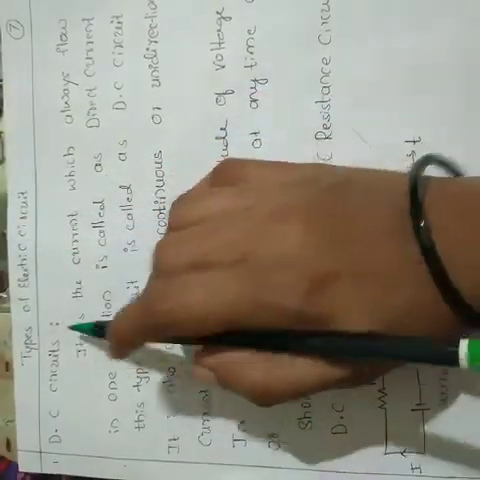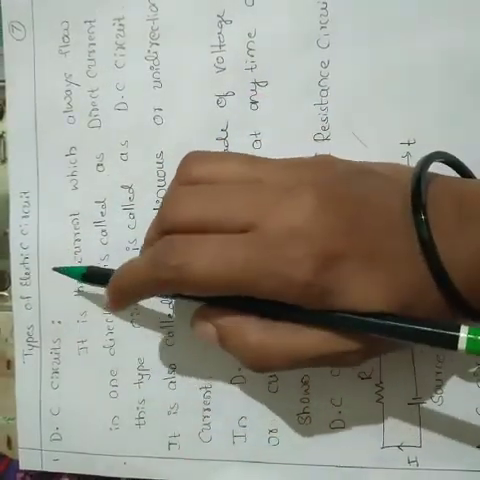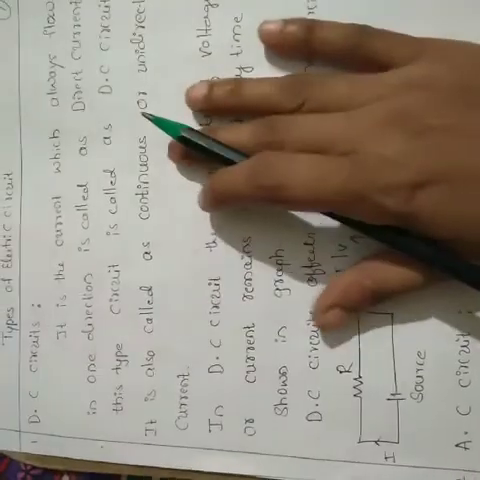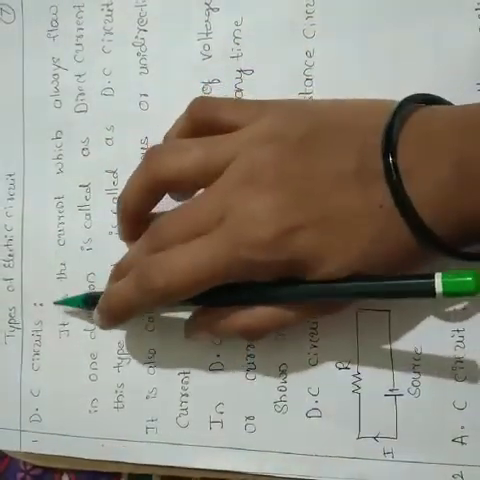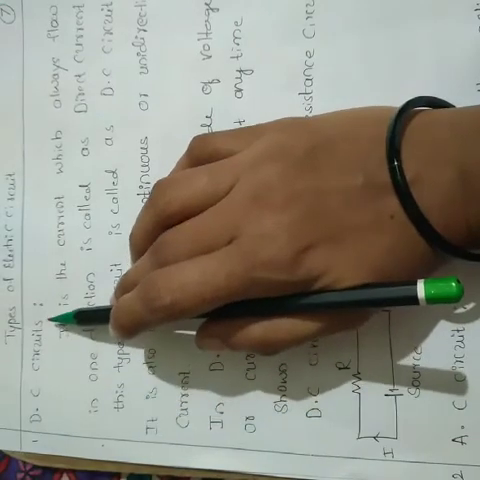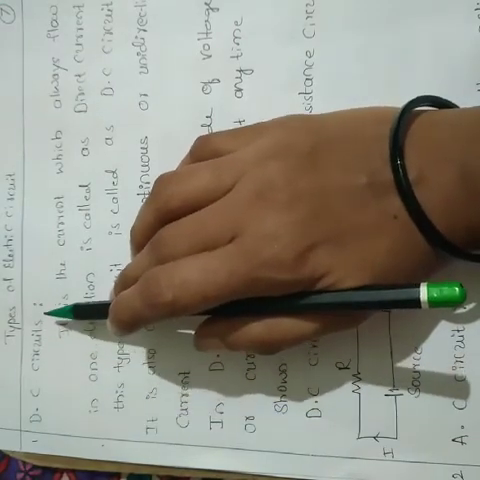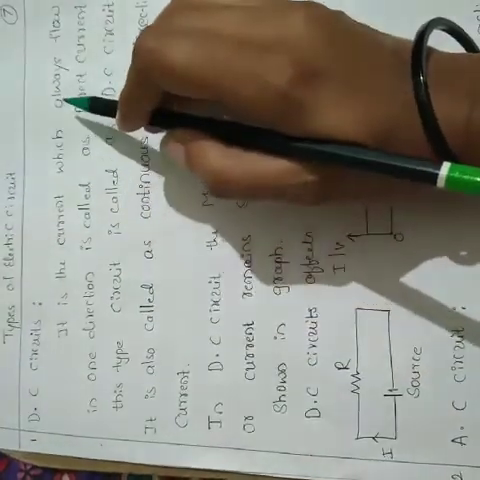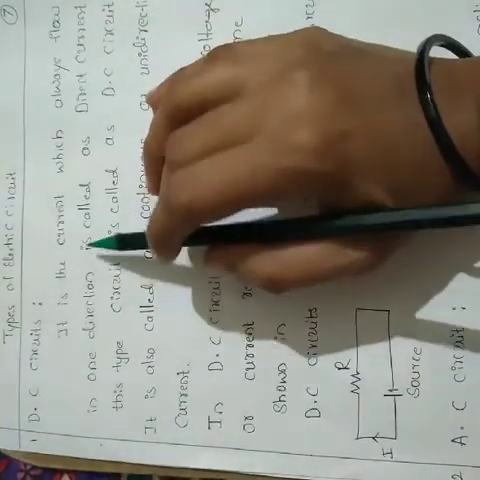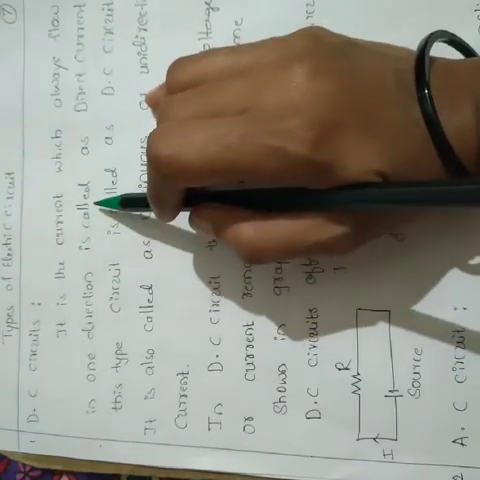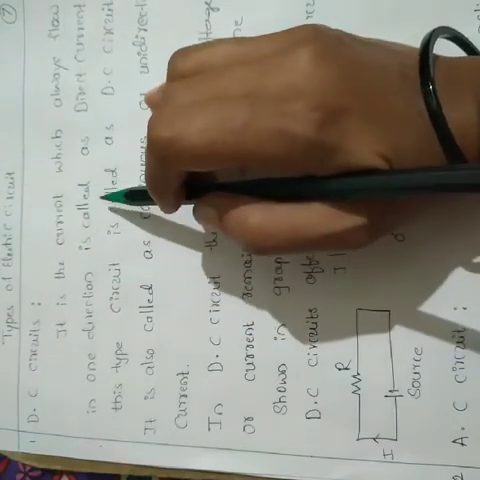First, depending on current flowing, there are two types: DC circuits and AC circuits. DC means direct current circuits. Here the current always flows in one direction. These types of circuits are called DC circuits.